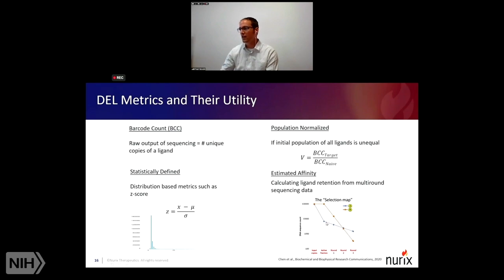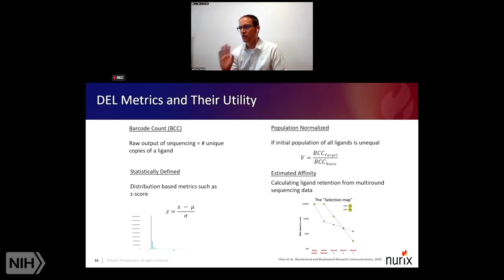And the idea here is that you can sort of correct for the underlying differences in population and the synthetic efficiency in your library, and get an idea of whatever the active species is, what is the level of enrichment that you're seeing for that ligand from round to round. And so you can imagine using this retention metric as another alternative to your enrichment metric.